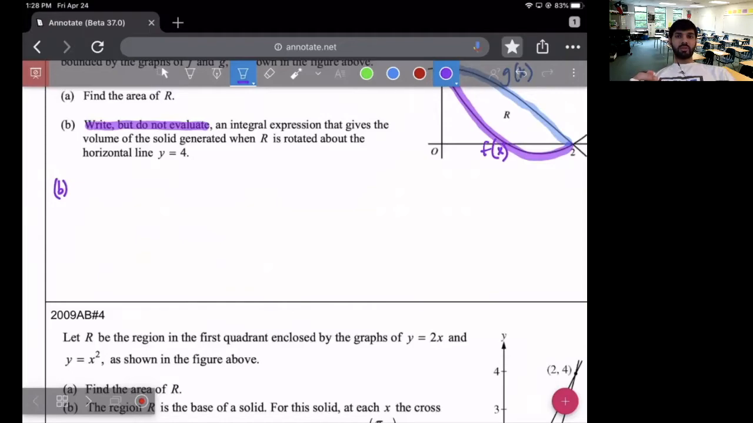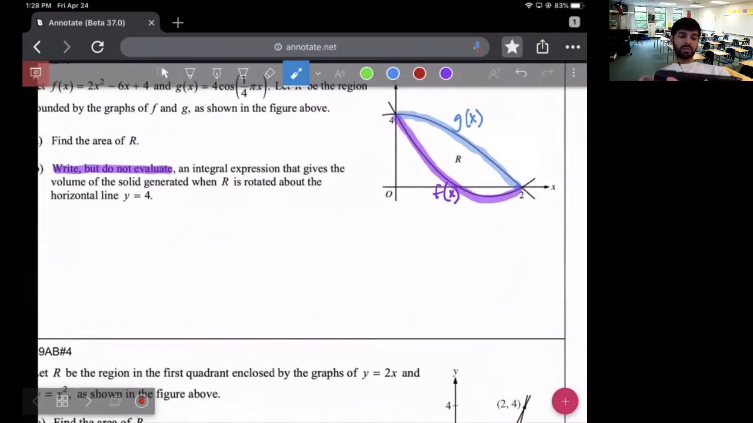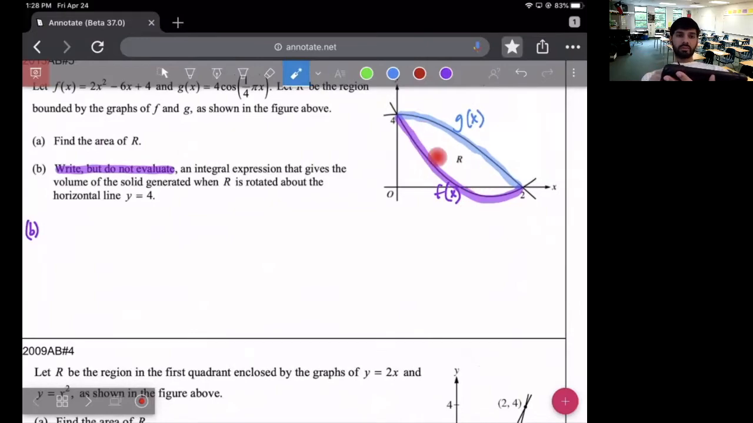These first 5 words are very important. Write, but do not evaluate. That means write something down, but don't find the answer. Write, but do not evaluate an integral expression that gives the volume of the solid generated when R is rotated about the horizontal line y equals 4. So let's think about what this means. We want to revolve this guy around the line y equals 4. So let's first draw the line y equals 4. It's up here.